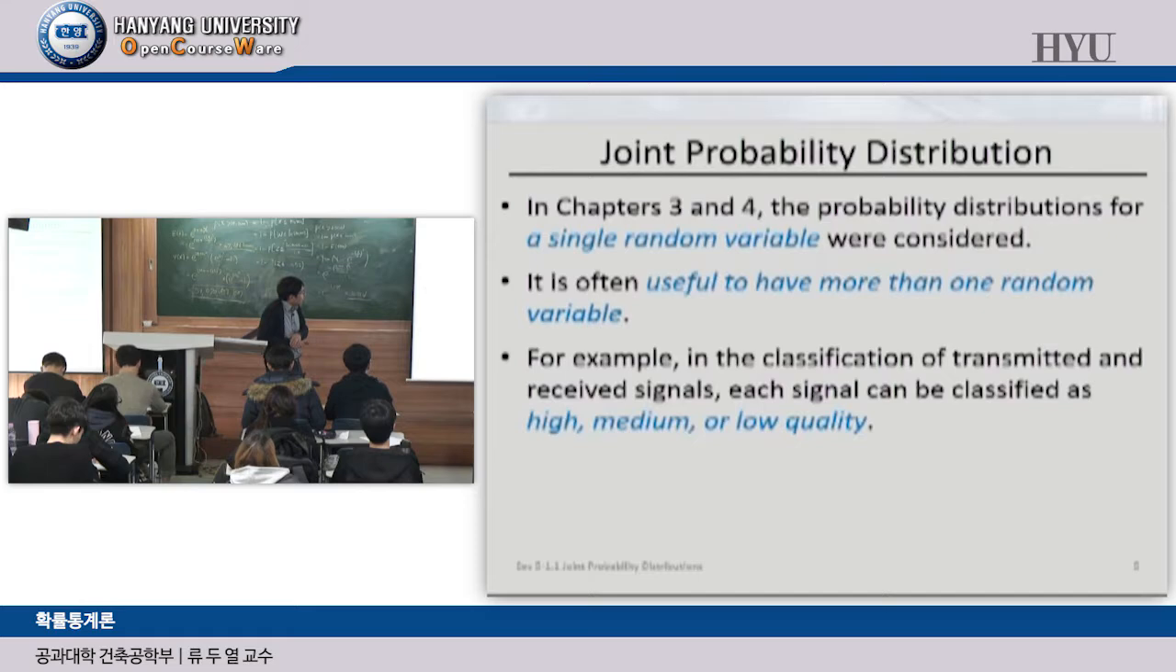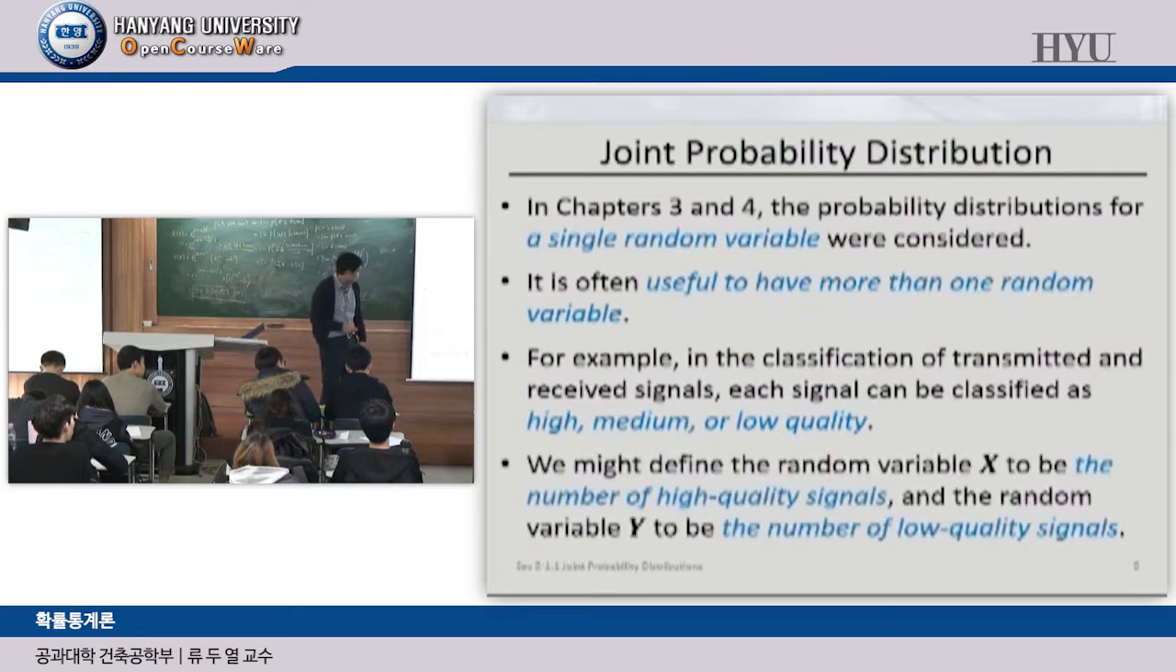For example, in the classification of transmitted and received signals, each signal can be classified as high, medium, or low quality. In this case, we might define the random variable x to be the number of high quality signals and the random variable y to be the number of low quality signals. In that case, we have 2 different random variables in the system. In that case, we have to solve this problem based on the joint probability distribution concept.